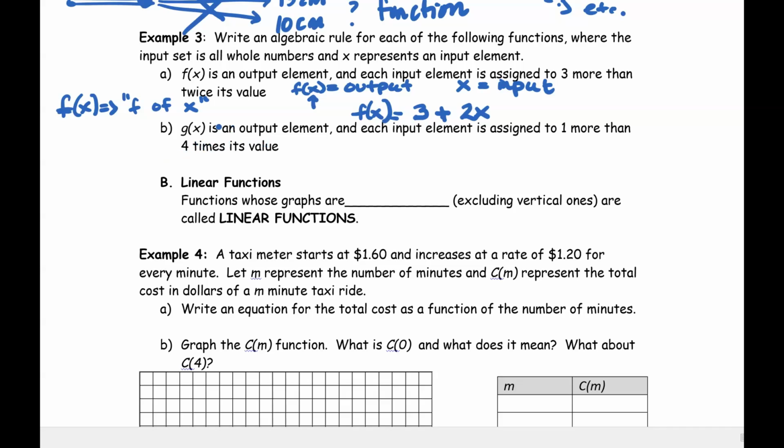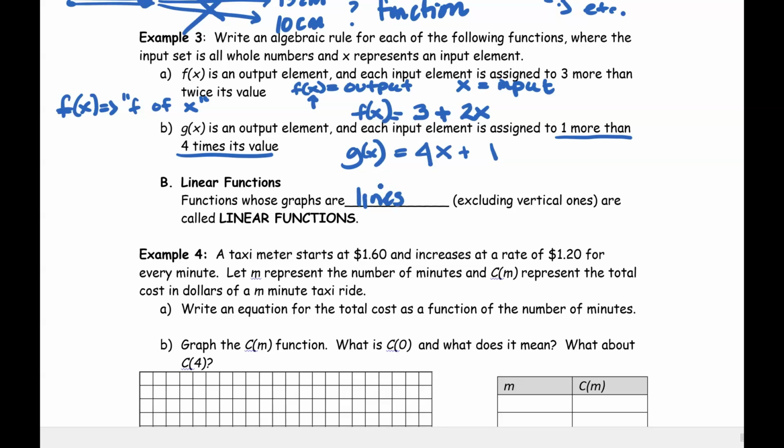g of x is output, so that means x is input, and each input element, so x, is assigned to 1 more than 4 times its value. So 4 times its value. 1 more than 4 times its value, and that's going to be g of x. Okay, so these are all functions. A function is just a fancy way of saying there's this relationship where you have inputs and outputs, and if it's a linear function, that's a function whose graphs are lines.